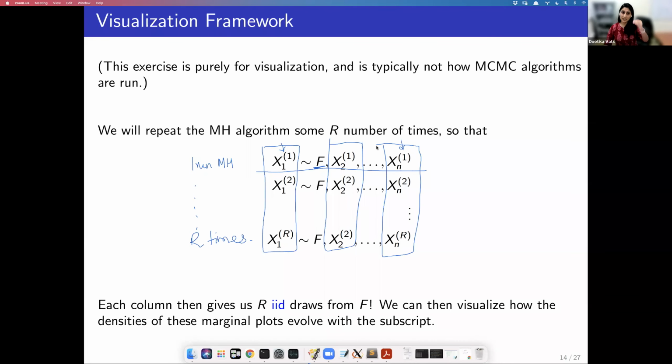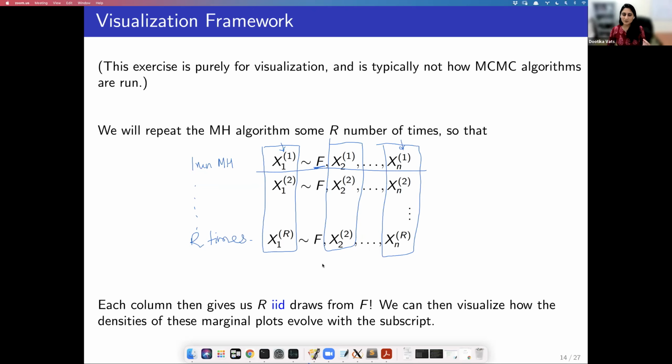In the columns, because each of these Markov chains is independently run, I will get R IID draws from F, right? Because recall, X2 up till Xn is from F, because my Markov chain is stationary. So each of these draws is from F, but in one row, I don't have IIDness. Okay? But in one column, I have IIDness because these are independent runs.